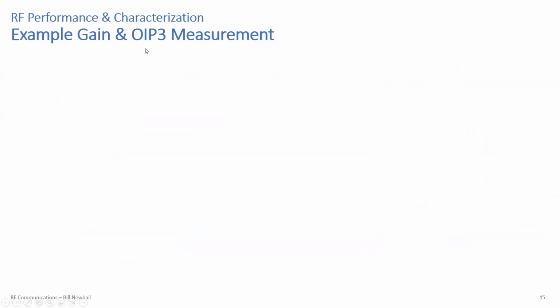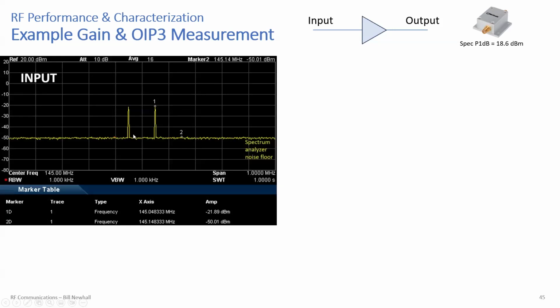So let me give you an example of gain and output IP3 measurement. I took this amplifier, connected it to test equipment, and measured with a spectrum analyzer. Here's the measured input, power versus frequency. You can see the spectrum analyzer noise floor, the flat yellow line here. But here are the two signals, at 144.95 and 145.05 megahertz, right next to each other. Each tone is at minus 21.9 dBm.